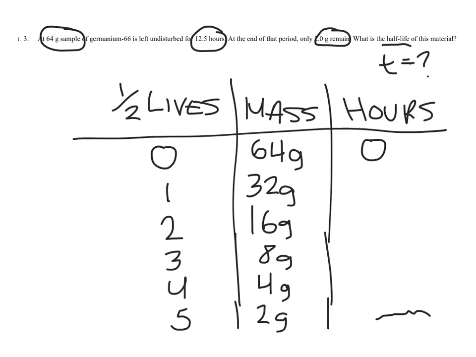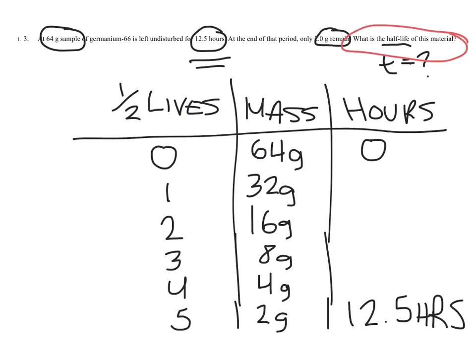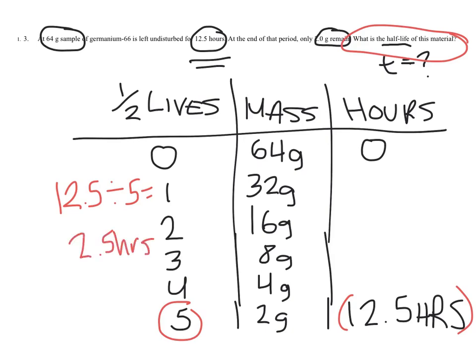All right, and we know from up here that it took 12 and a half hours to do that. So let's write that in. It took 12.5 hours to do that. The question that we were asked was, what is the half-life? That means how long is 1 half-life? Well, if in 12 and a half hours it went through 5 half-lives, it's simple. If we take 12 and a half hours and divide it by 5, throw that in your calculator, you end up getting 2.5 hours. That means that 1 half-life actually takes 2.5 hours. That would be the answer.